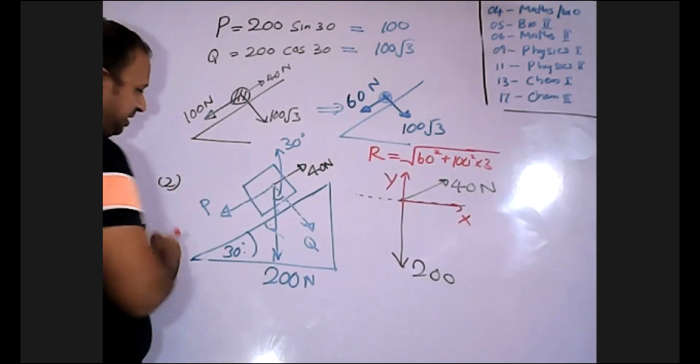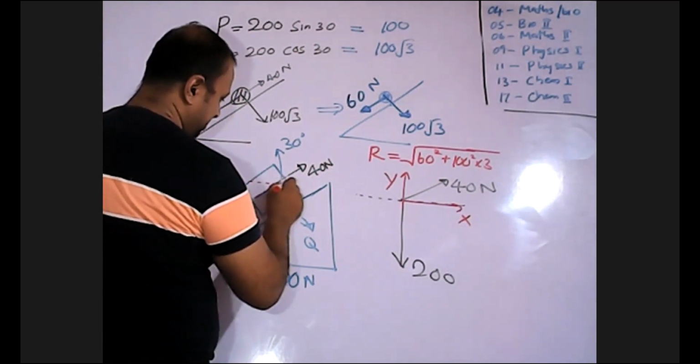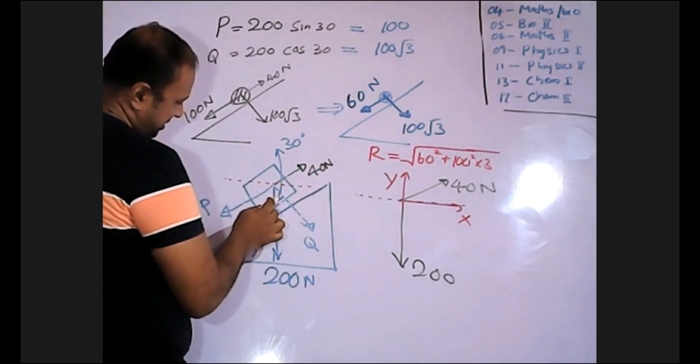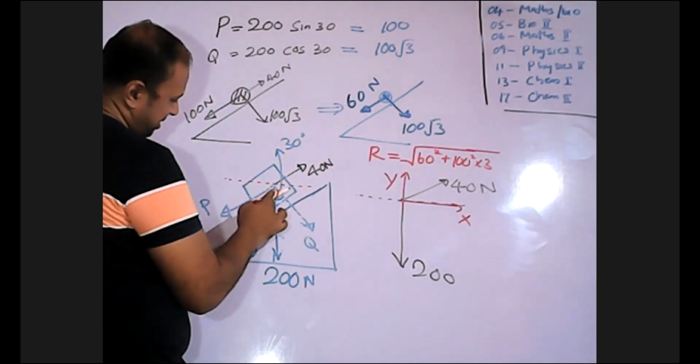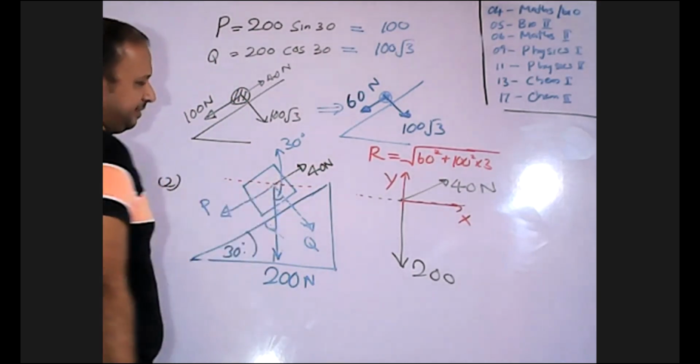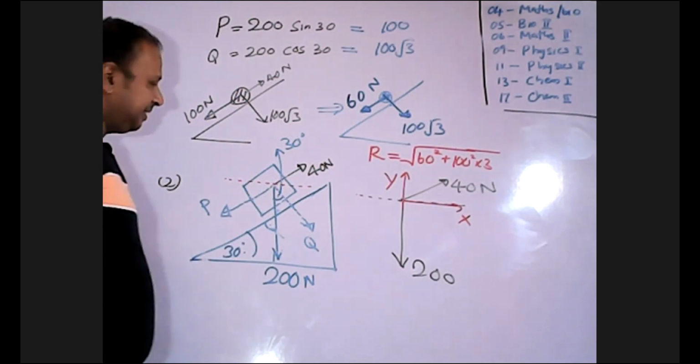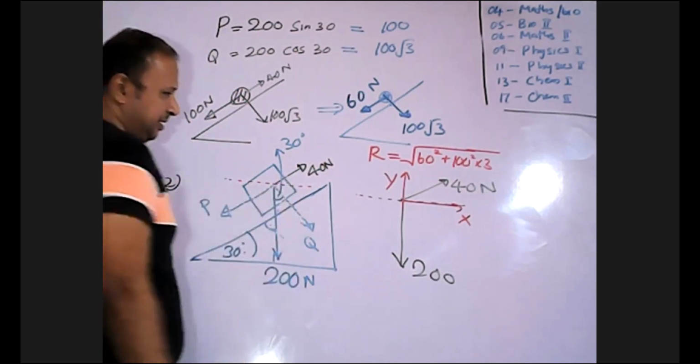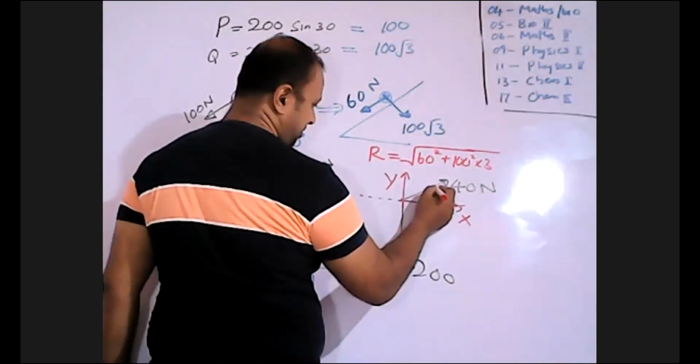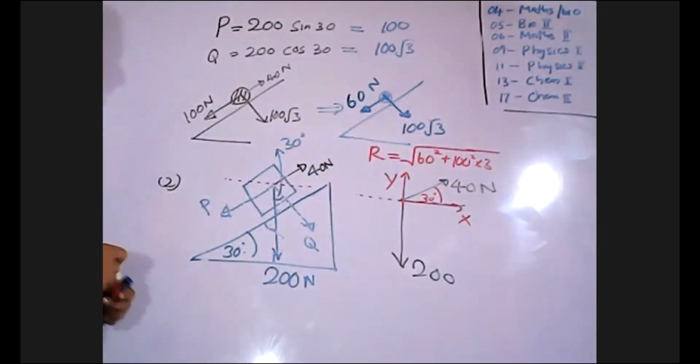So this is theta, then this angle is theta, then 30. This should be 30. And this angle should be 30. This angle should be 30.